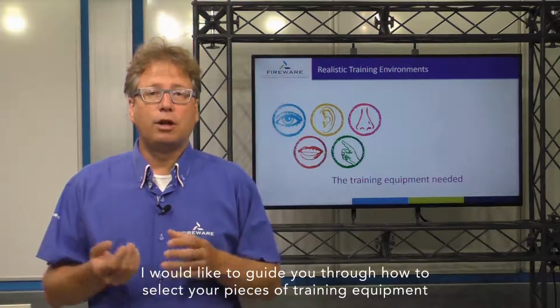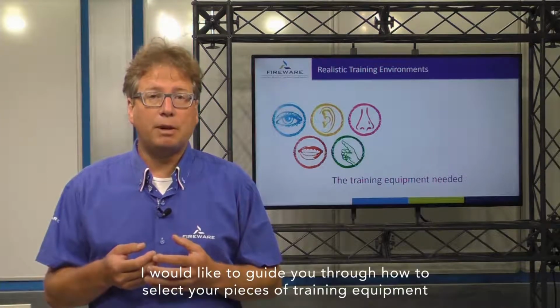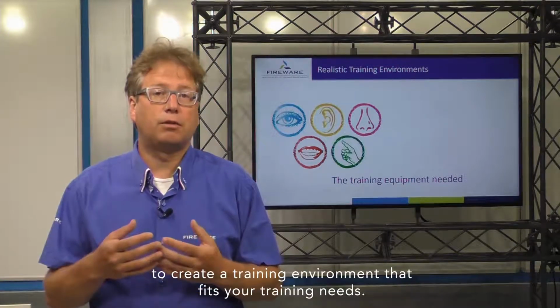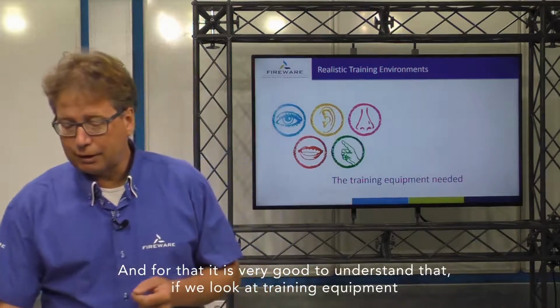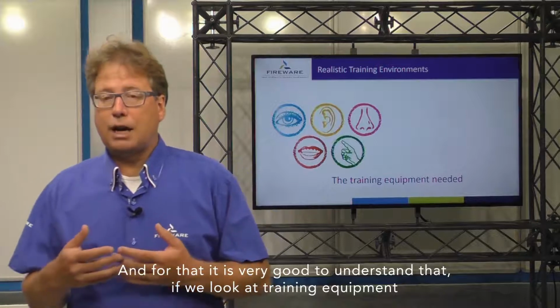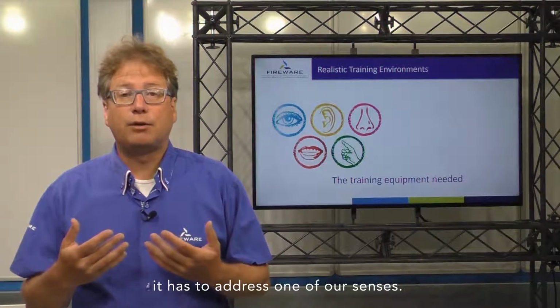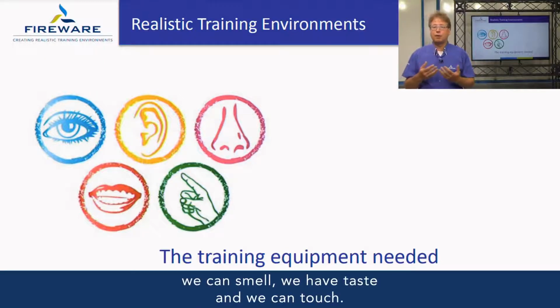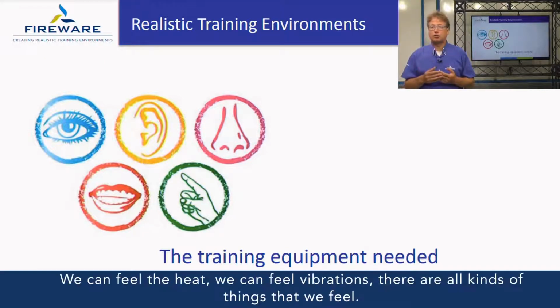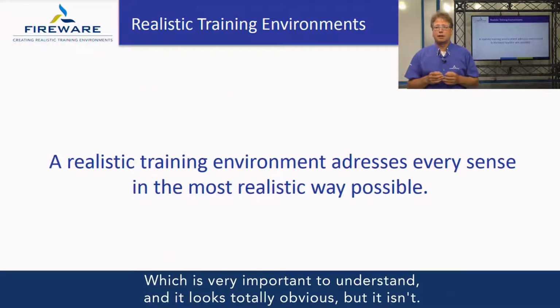I would like to guide you through how to select your pieces of training equipment to create a training environment that fits your training needs. And for that, it's very good to understand that if we look at training equipment, it has to address one of our senses. As humans, we have 5 senses. We can see, we can hear, we can smell, we have taste, there is touch. We can feel heat, we can feel vibrations. There are all kinds of things that we feel, which is very important to understand. And it looks totally obvious, but it isn't.